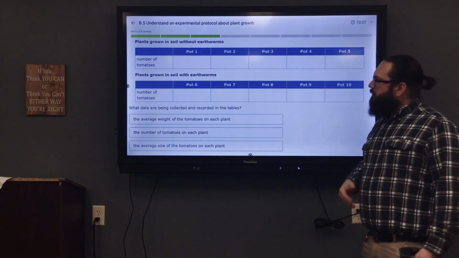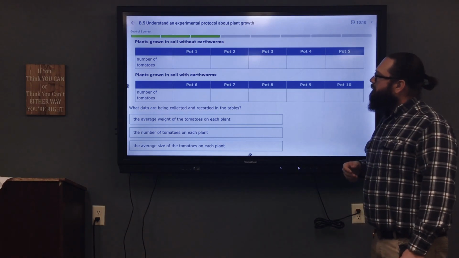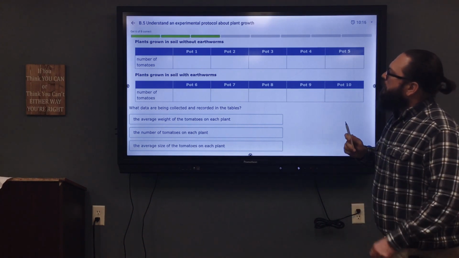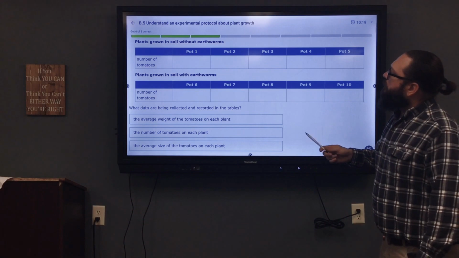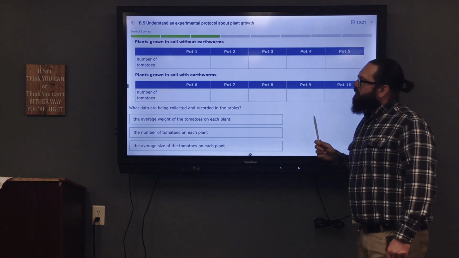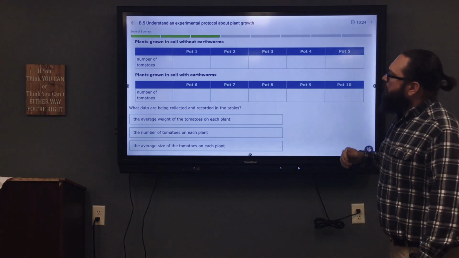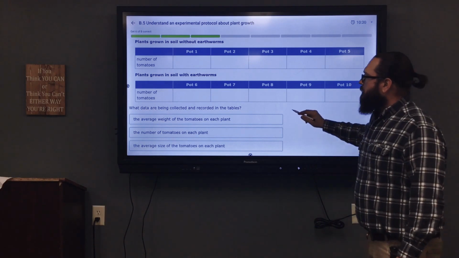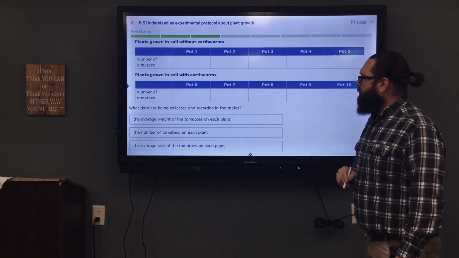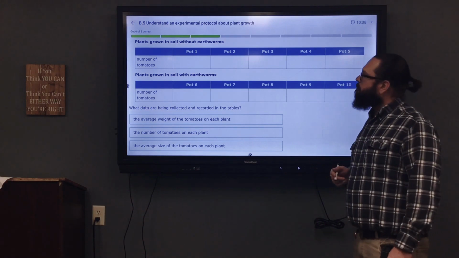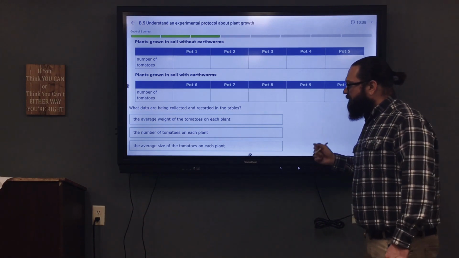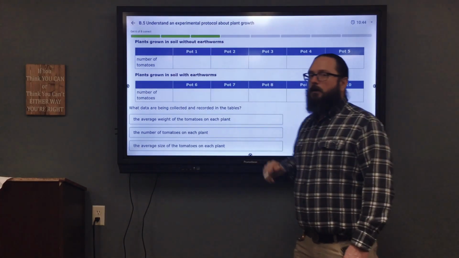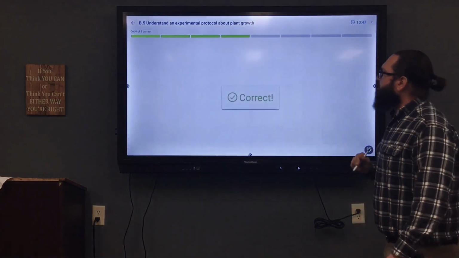Our next question asks, what data are being collected and recorded in the tables? Well, we can see our tables here. The data that we are collecting are the number of tomatoes from plants grown in soil without earthworms and the number of tomatoes in plants grown in soil with earthworms. So let's see which question is correct. Average weight of the tomatoes? No. The average size of the tomatoes? No. Once again, it's asking for the number of tomatoes on each plant.